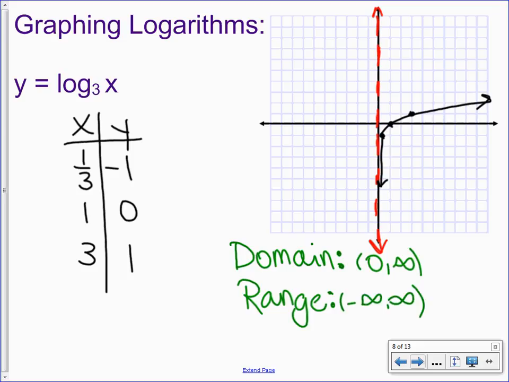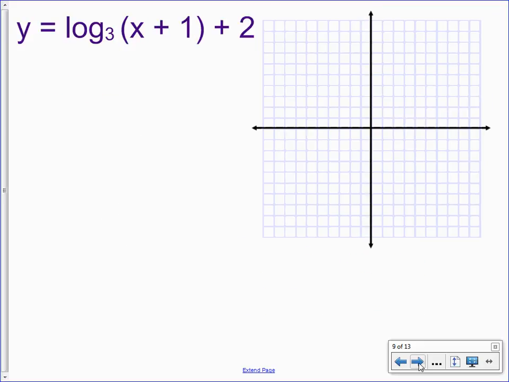What's going to be true about the range for every single logarithm that you graph? Always going to be all real numbers. No matter how we shift that graph around, our range is always going to be all real numbers. Crazy, because the domain of the exponential graphs are always all real numbers. See how they're related, right? Switch x, y.